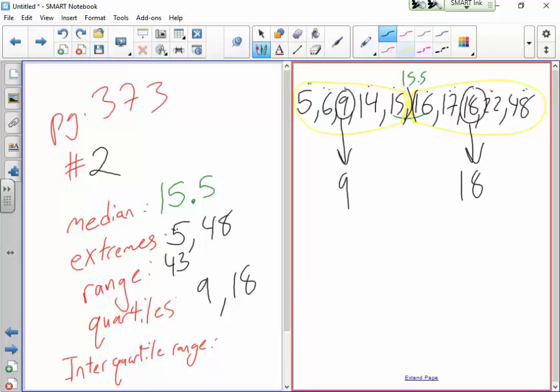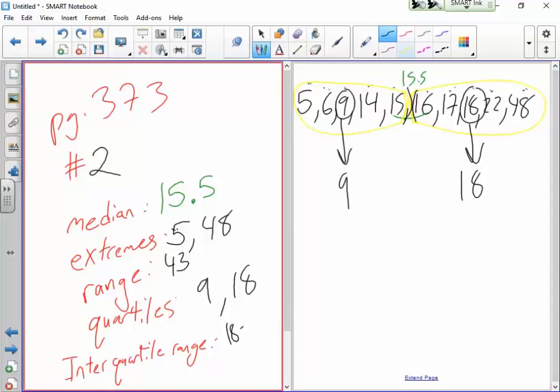Boom! Right there. So, I heard 18 minus 9 for interquartile range. 18 minus 9, which gives us 9. And right on.